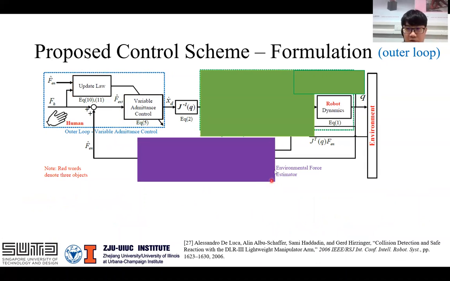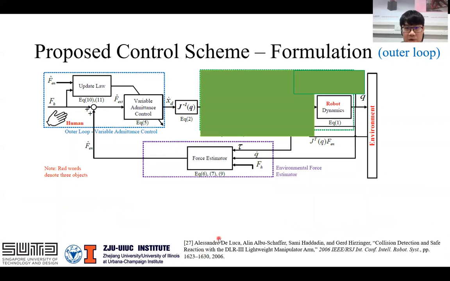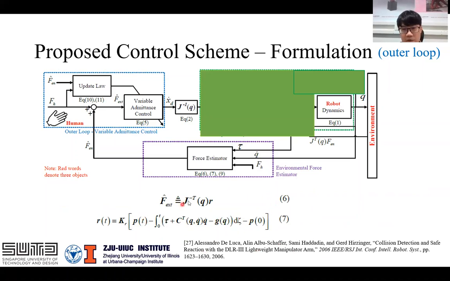The rest of the outer loop is just the environmental force estimator. We use a very mature force estimator from this paper. I won't go through too much detail here, but the idea is that this is a momentum-based force estimator, and we don't need any acceleration, so the signal is cleaner. If you are interested in more details, I highly recommend you check this paper out. So this is the overall detail of our outer loop.